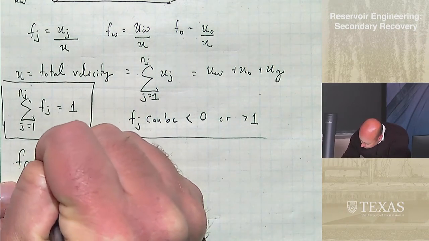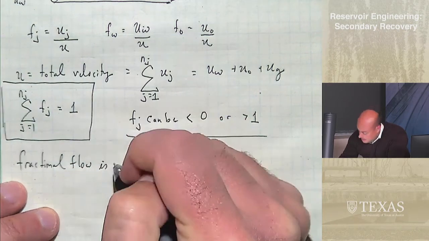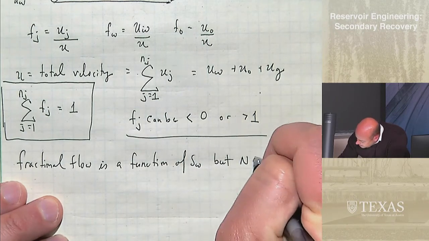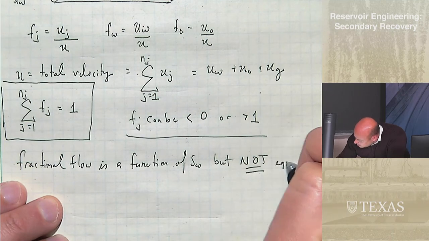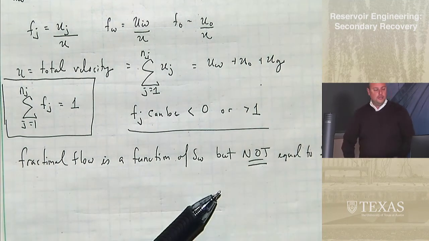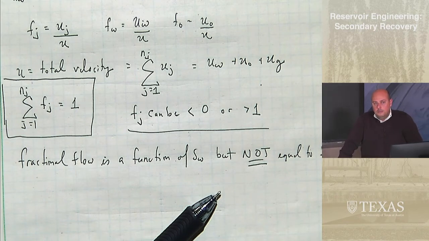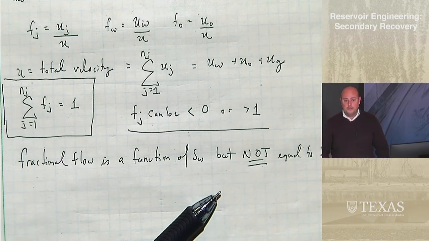Importantly, fractional flow is a function of SW, but not, at least in general, equal to SW. And this is a place where a lot of people make mistakes. If I told you that we had 70% water and 30% oil, and I asked what percent of the flow is water versus oil, some people might say it's 70% fractional flow of water, but they would be incorrect. Fractional flow of water would probably be a lot closer to 100% because that oil is almost immobile, or might be immobile if the residual oil saturation were 30%.